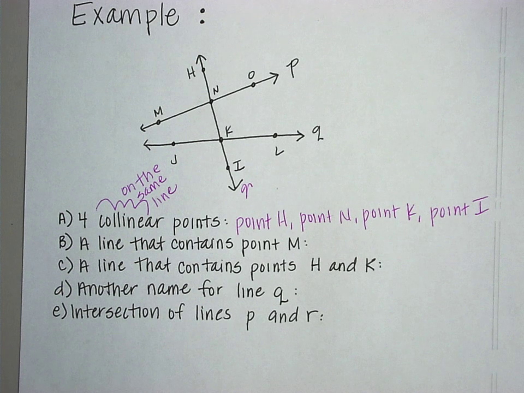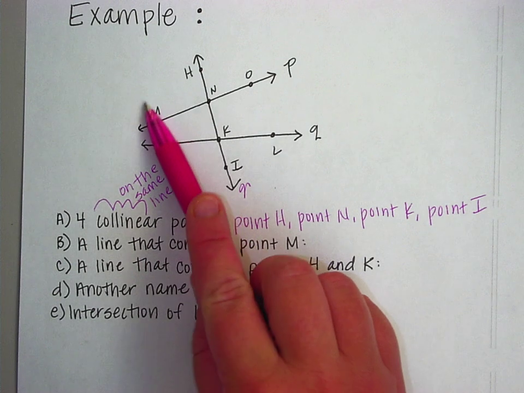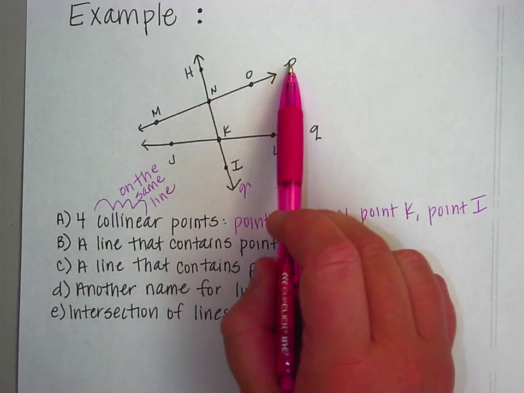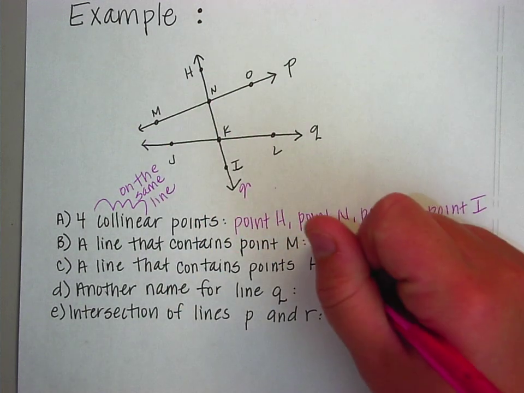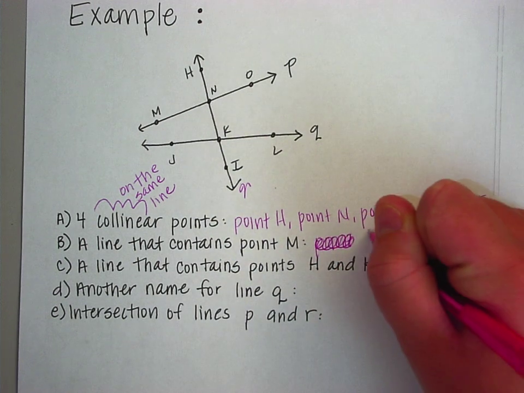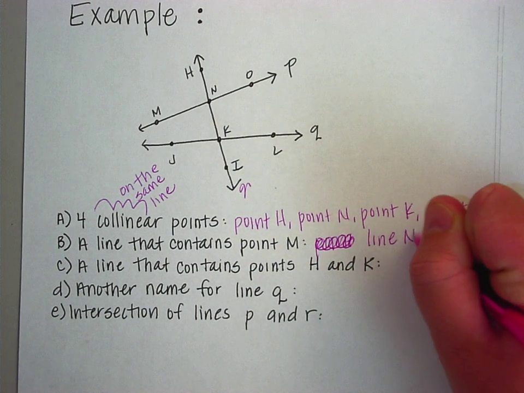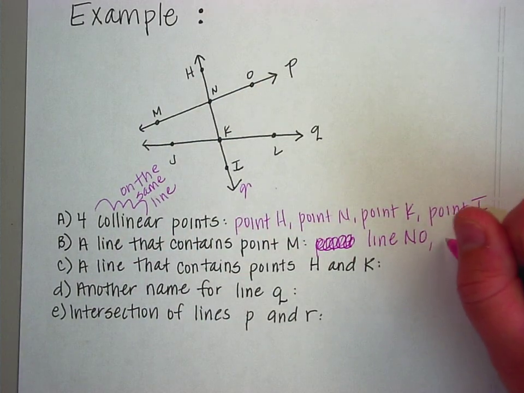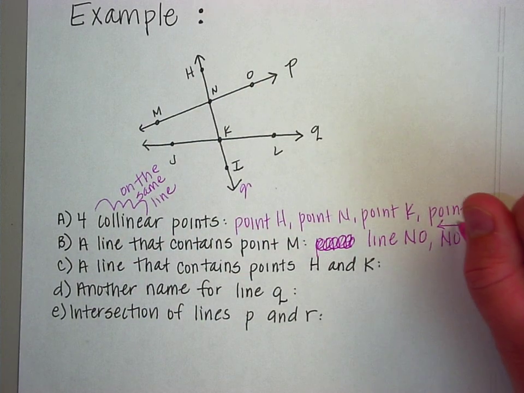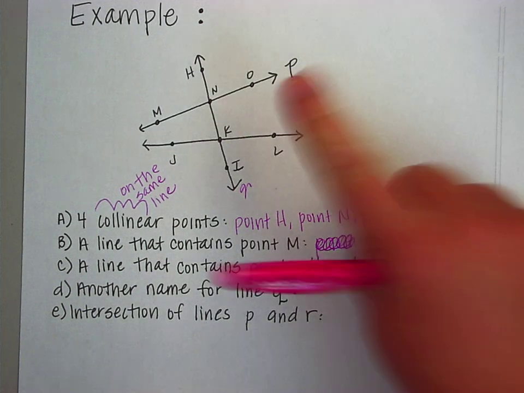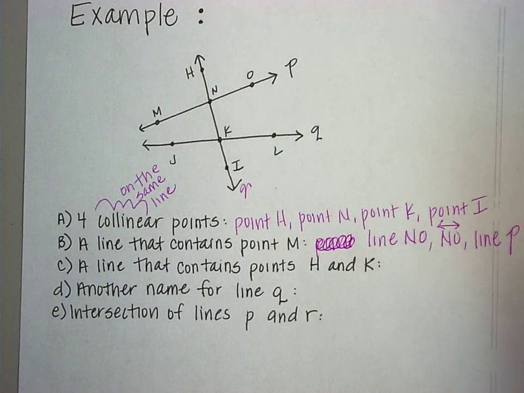A line that contains point M. So go find point M. So here's point M. You can do it 2 ways. This line, you can name it by 2 points. So I'm going to name it by line N, O, because those are the 2 other points on that line. Or you can name it N-O with the line symbol. Or you can write line and use the lowercase script letter, P.